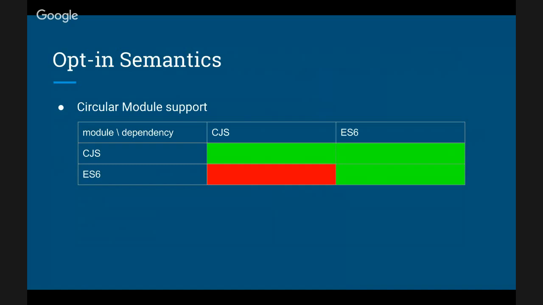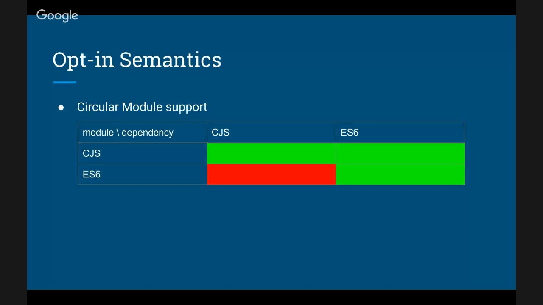Current modules using CommonJS work fine. You can circularly require parents. So if a CommonJS module is requiring a parent ES6 module, that's fine. If a CommonJS module is requiring another CommonJS module circularly, that's fine. If an ES6 module is requiring another ES6 module circularly, that's fine.